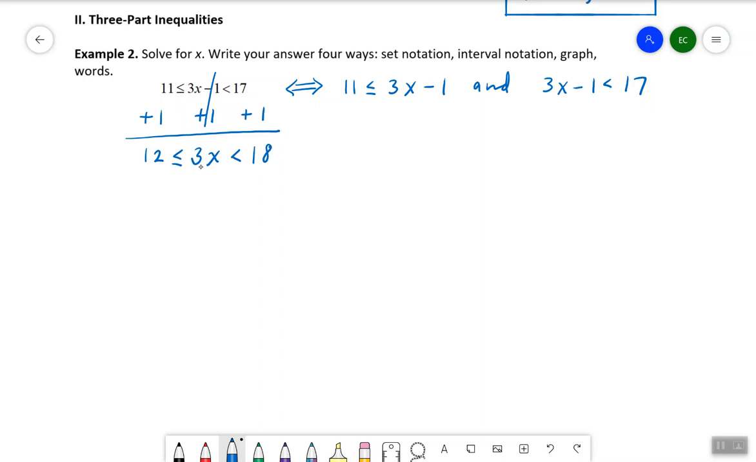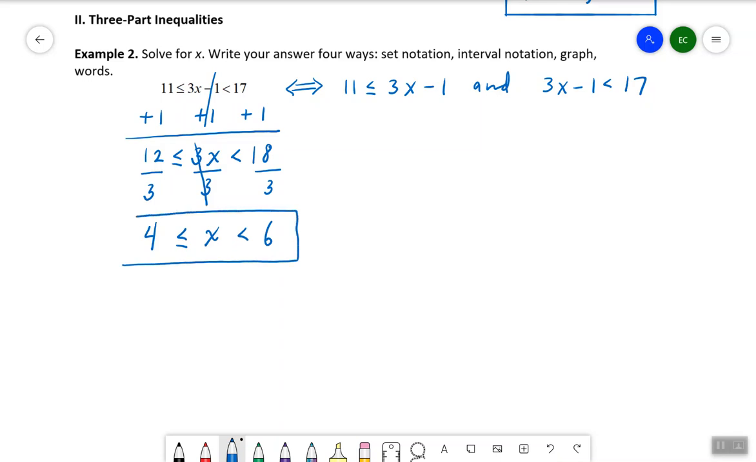And then one more step. Now we can go ahead and divide by 3 on all 3 sides. The 3's cancel in the middle, and we have 4 on the left and 6 on the right, and just x left over in the middle. This time we divided by a positive number, so once again the direction of the inequality didn't switch. We still have less than symbols. And so here's our answer. It says that 4 is less than or equal to x, which is less than 6.